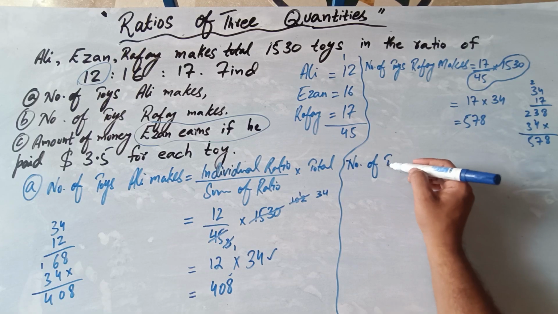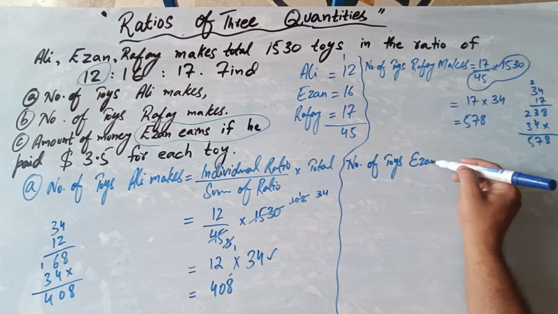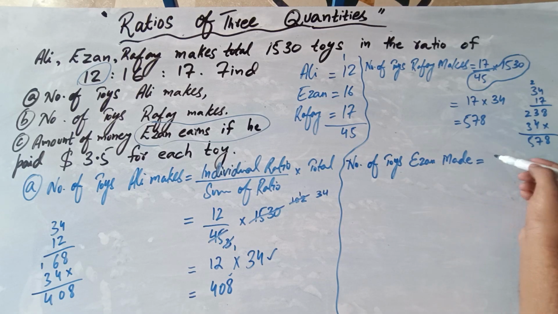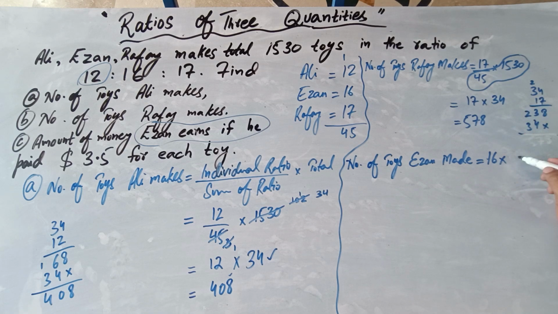Number of toys Izan made is equal to 16 multiplied by 34. I hope you know why I am writing 16 multiplied by 34, because the same fraction will come and after cancellation we will get this 34. So 34 times 16. 6 fours are 24, 6 threes are 18, 20, 1 four is 4, 3, 4, 4, 5. So 544 toys have been made by Izan.